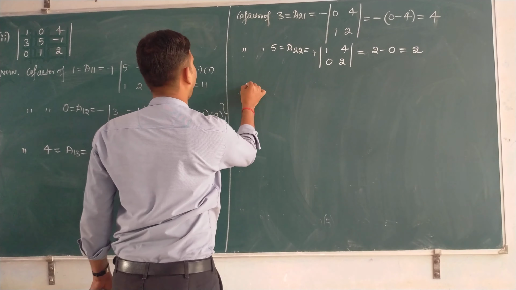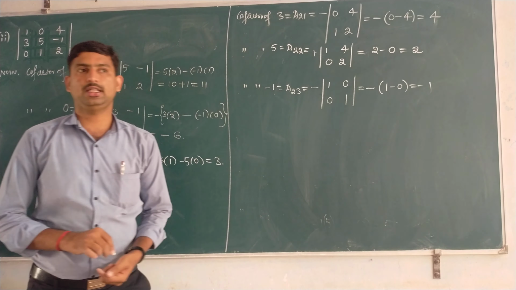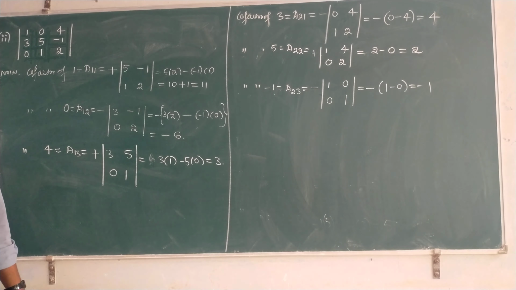Cofactor of minus 1 is equal to A23, and the position is minus. This value, 1 0 0 1, is equal to 1 minus 0, which is equal to 1, so the cofactor is minus 1.